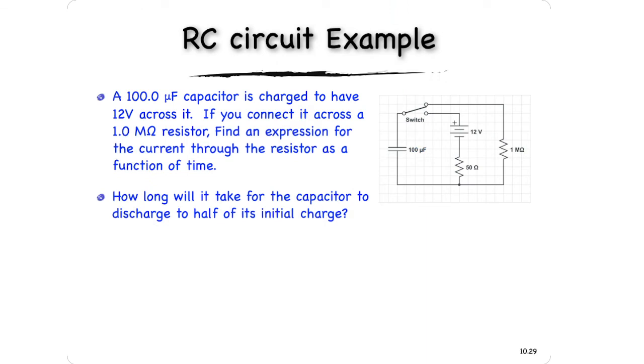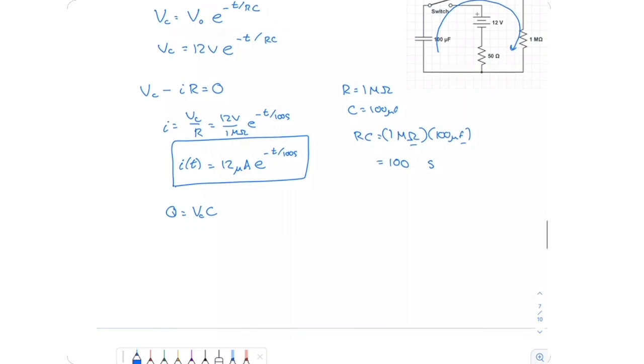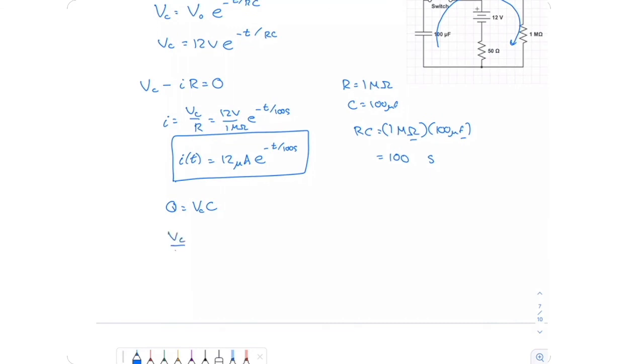So the second question was, how long will it take the capacitor to discharge to half of its initial charge? Okay, so charge is voltage times capacitance. And so when the voltage drops to half of its initial value, the charge will drop to half of its initial charge. So really what I can ask is, how long will it take for this voltage to decrease to half of V naught? So I want Vc over V naught to equal 1/2.